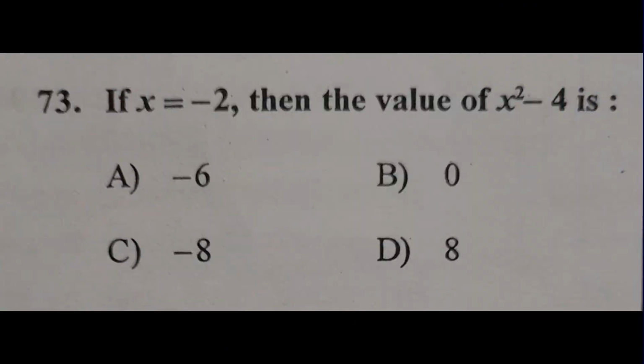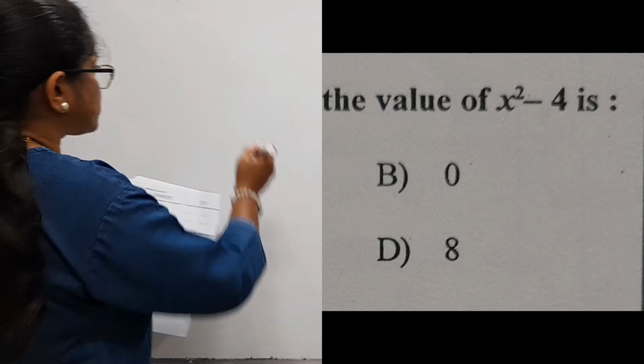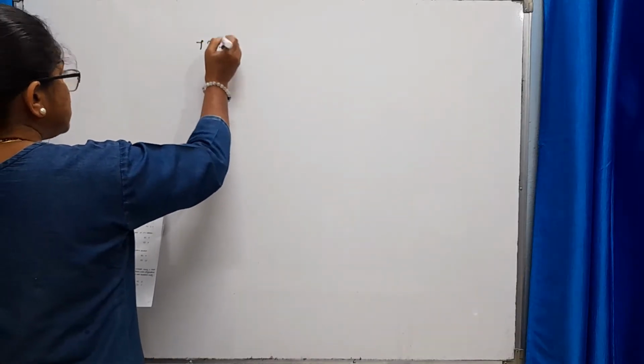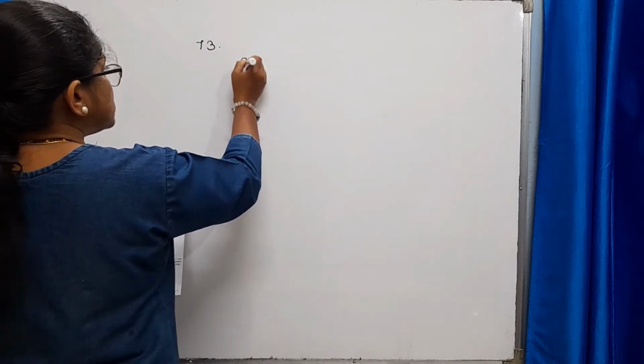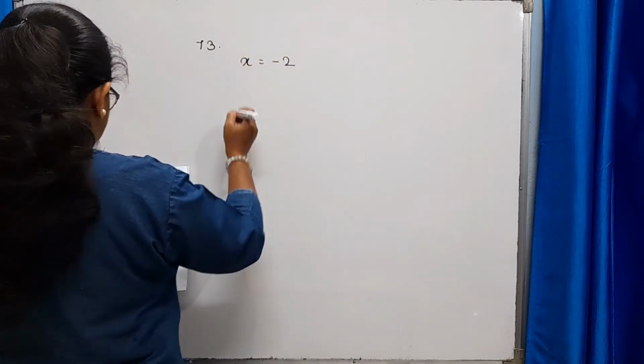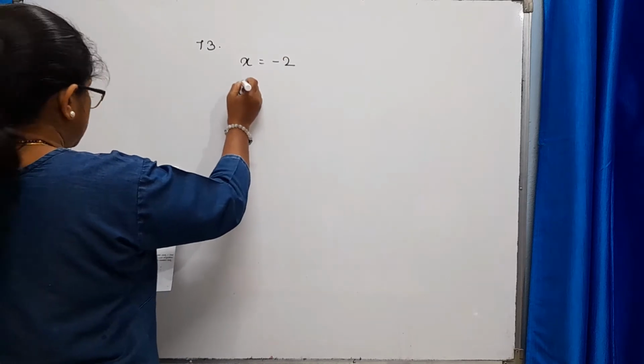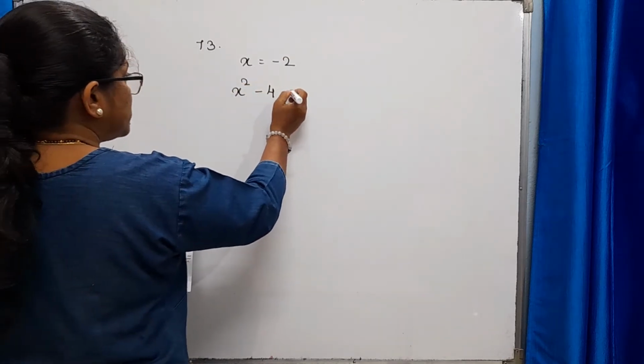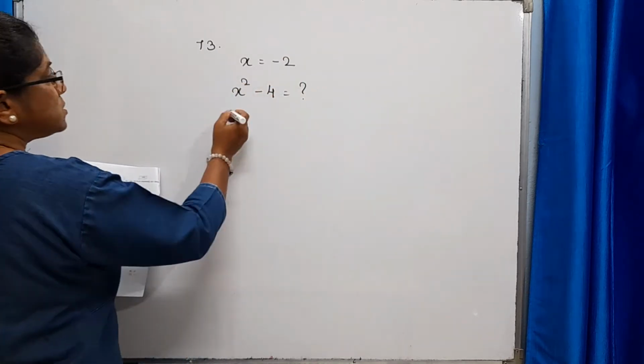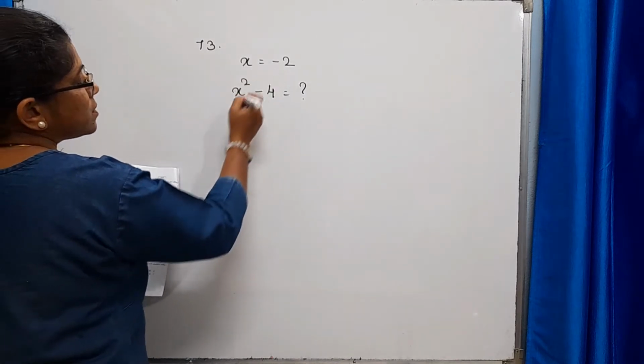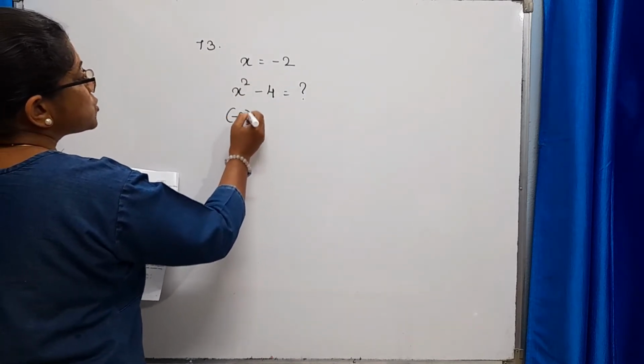Let's move to our next question. If x is equal to minus 2, then the value of x square minus 4 is. This is the 73rd sum. x is equal to minus 2, then the value of x square minus 4 is how much? What is the value of this? x square, our x is minus 2.